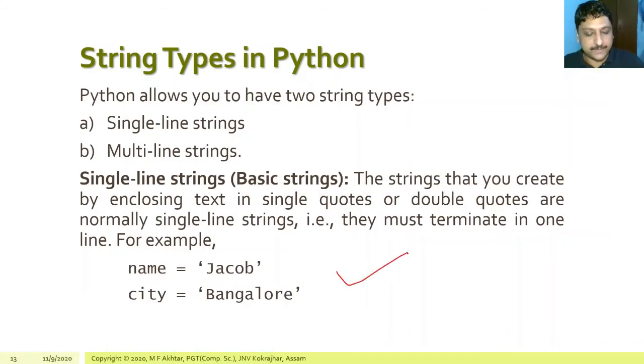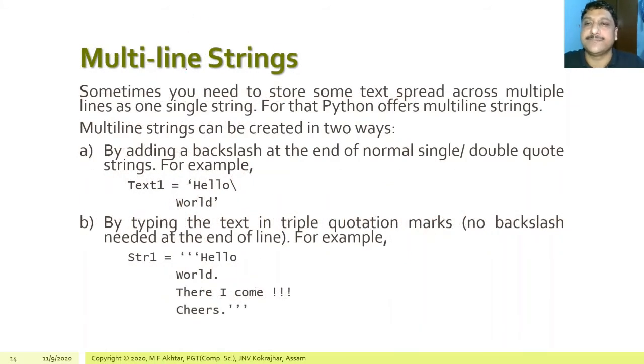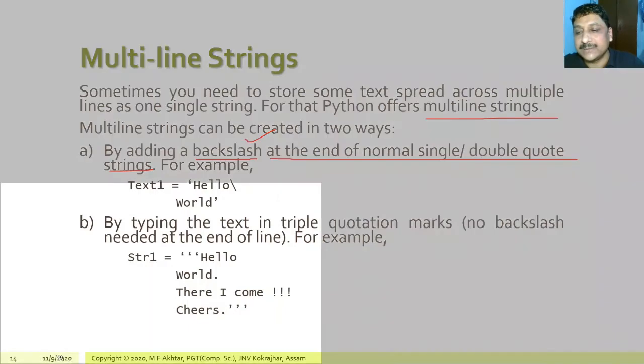These are the basic strings. Now, multi-line string is another category of strings available in Python. Sometimes you need to store some text spread across multiple lines as one single string. For that, Python offers multi-line strings. A multi-line string can be created in two ways. First is by adding a backslash at the end of a normal single or double quotation mark string, by adding a backslash symbol. See the example here.